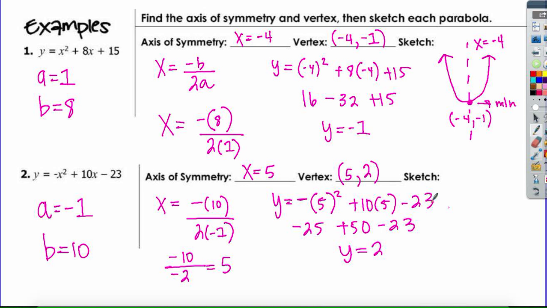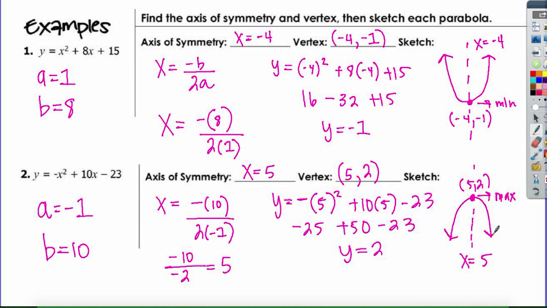So now for our sketch, this time the leading coefficient's negative, so we know it is facing down. So our vertex here is going to be considered a maximum. The point of the vertex is at 5, 2, and the axis of symmetry is going to happen at x equals 5.